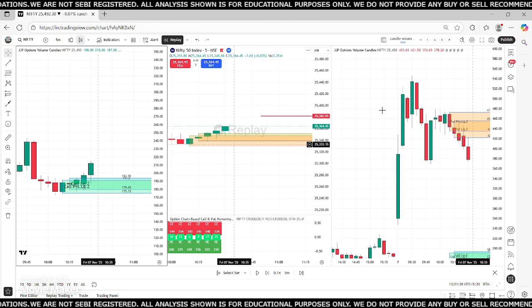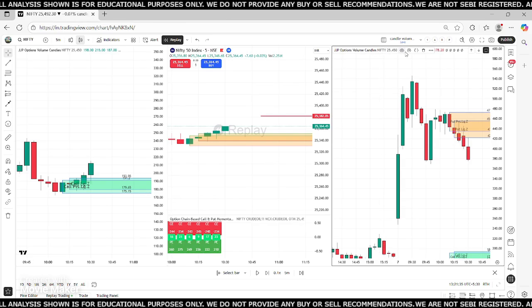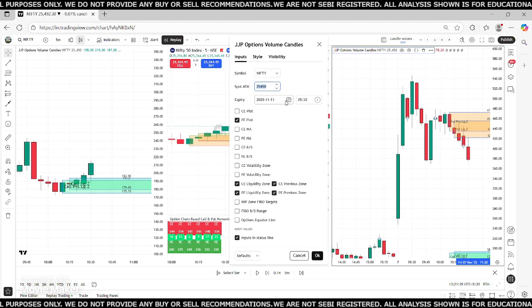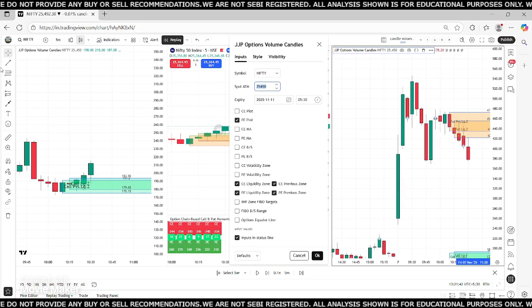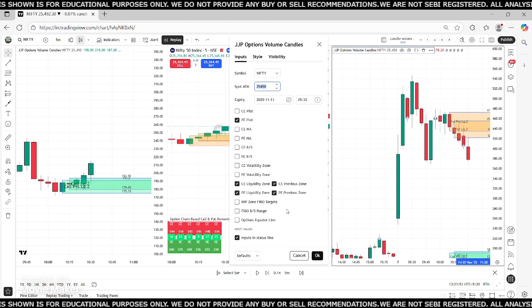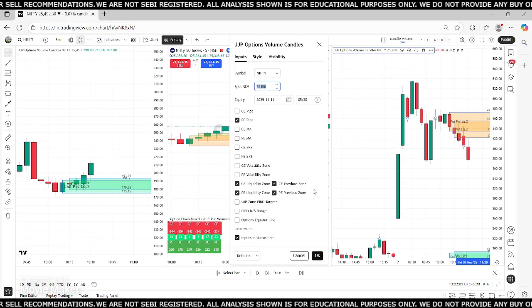Now if you go to the right side chart, we have included the same option volume candles indicator with the settings of Nifty, 25,450 and the expiry date. Everything is fine, and the same setup is done here, but we have given only the PE plot. So only put option related candles will be plotted here, along with the call option liquidity zone and put option liquidity zone. Why we are doing both call and put liquidity zones in both charts, I will explain later, while we go into the analysis.